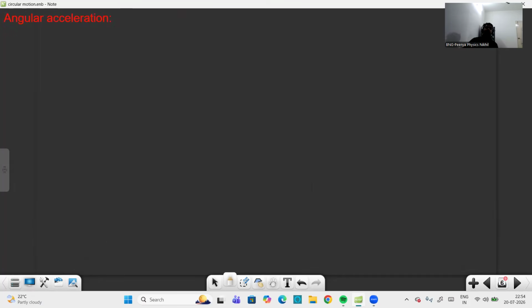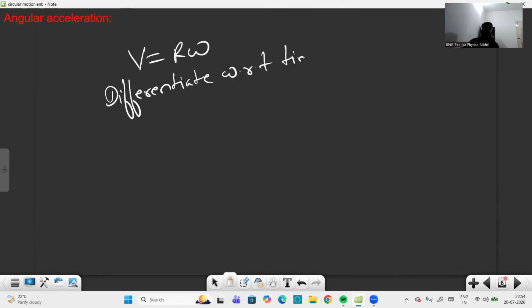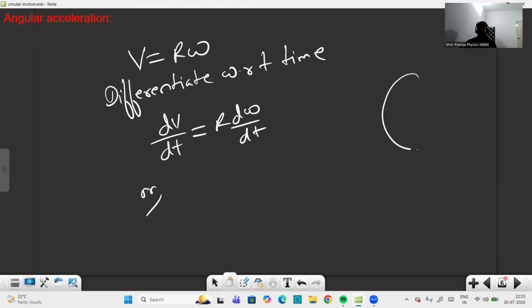Now next one is angular acceleration. As we have discussed, v equals r omega. Correct? So here we can differentiate again with respect to time. So it will be dv by dt equals r d omega by dt. So finally, dv by dt is the rate of change of speed.